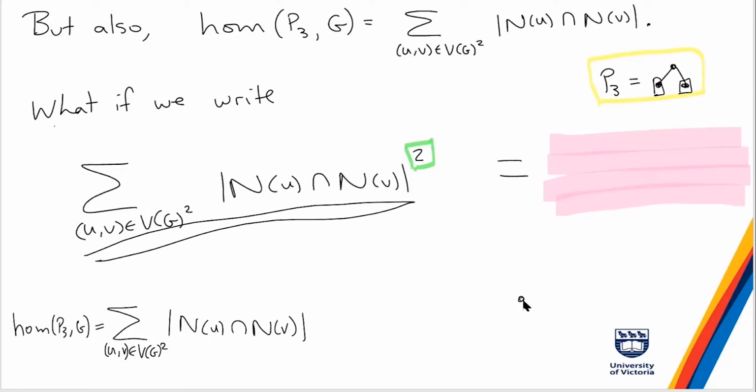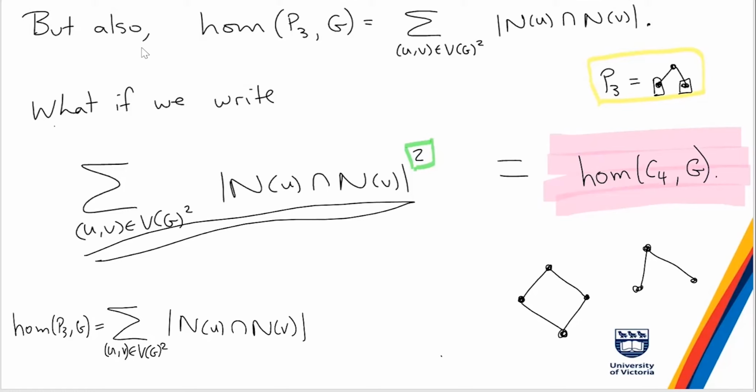If you think about it, I pick 2 vertices, u and v. I pick something that they're both adjacent to. I pick another thing that they're both adjacent to. I allow these to be the same thing if I want. I could pick the same thing twice. I could also pick the same first vertex twice. But if you think about it, this is actually equal to the number of homomorphisms of C4 into G.